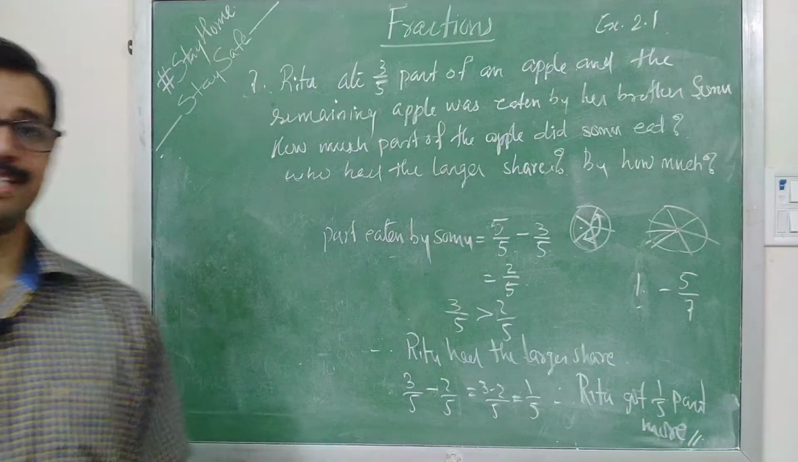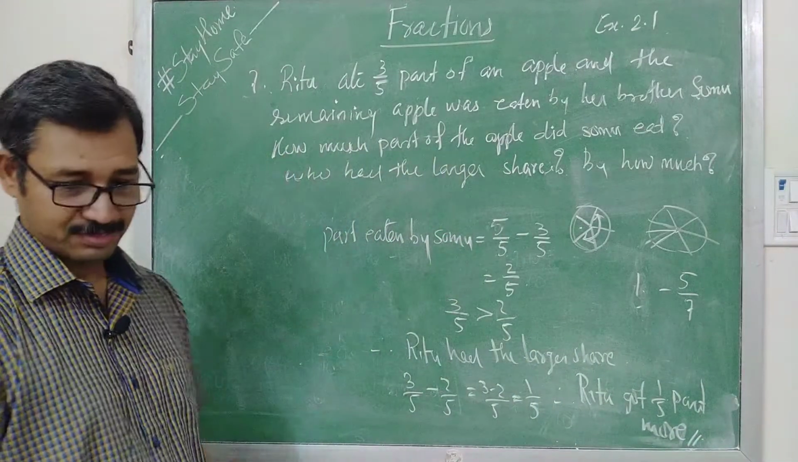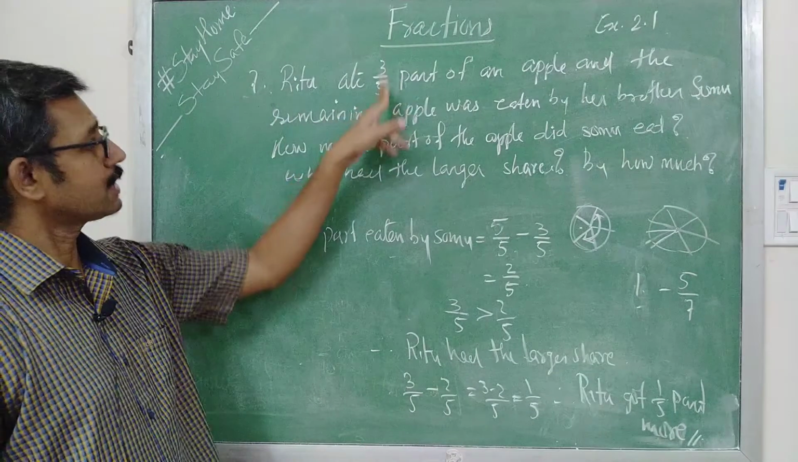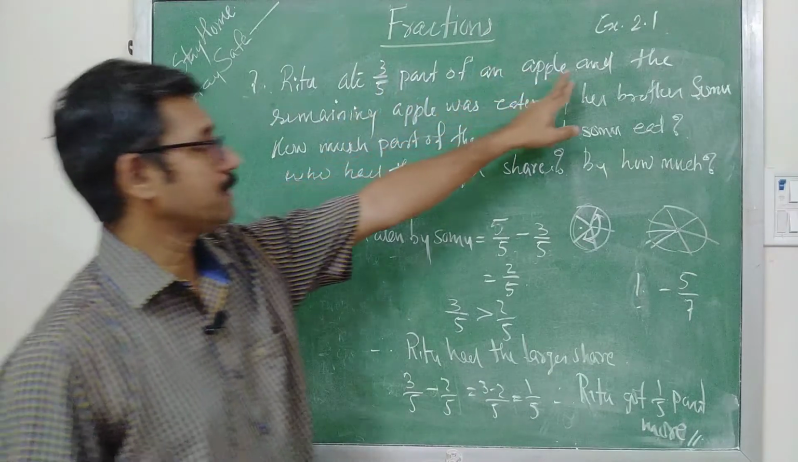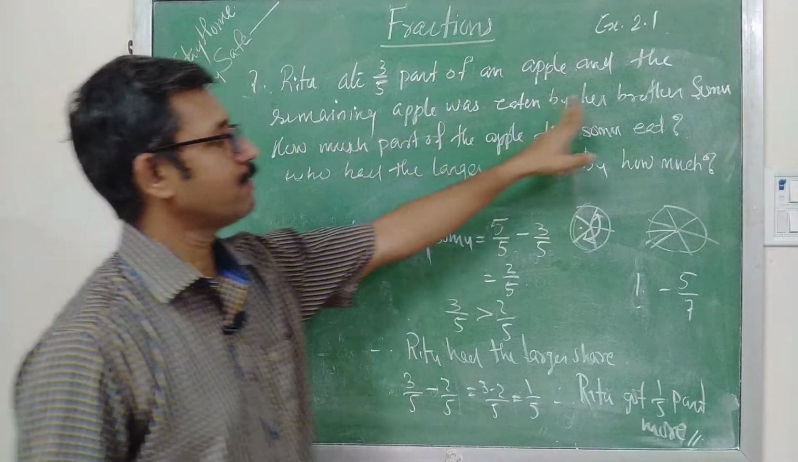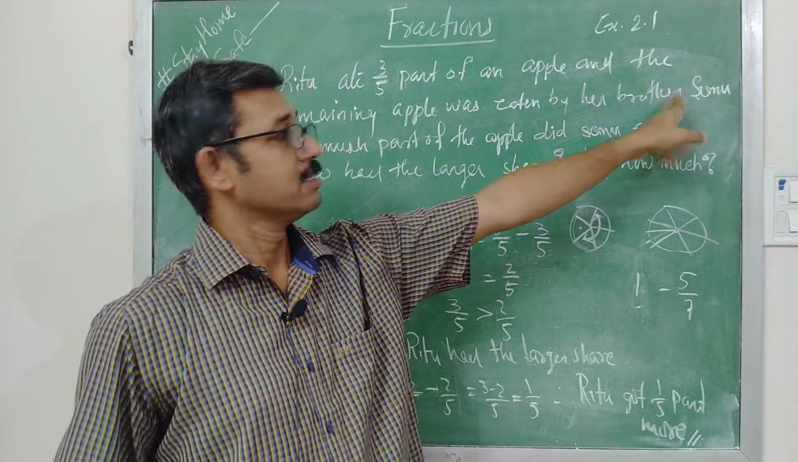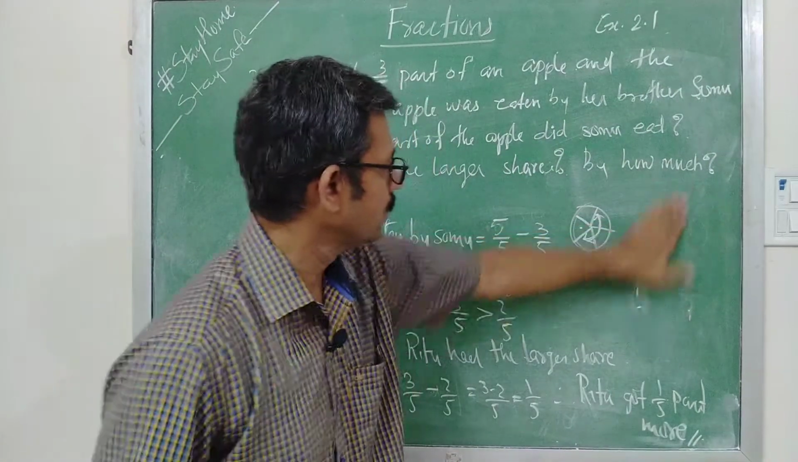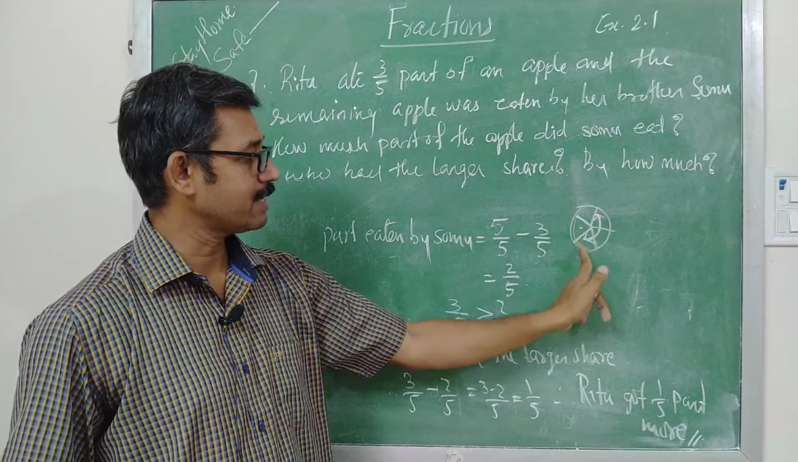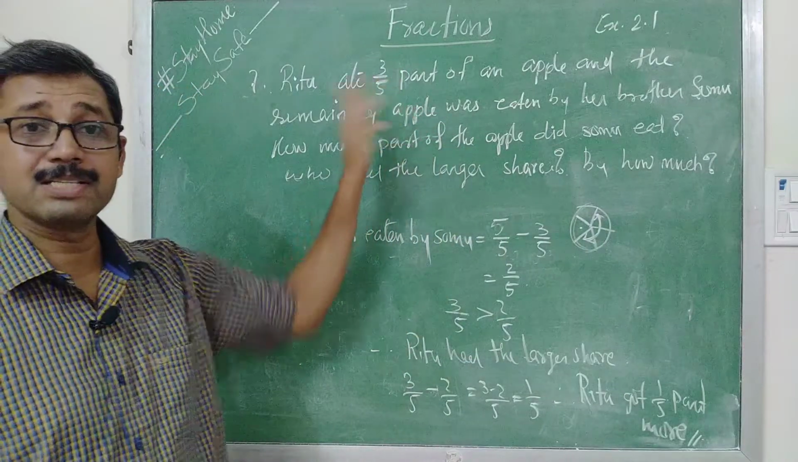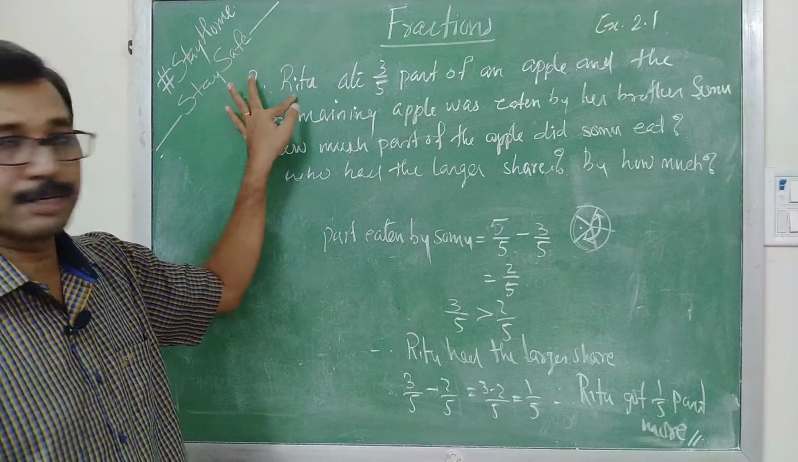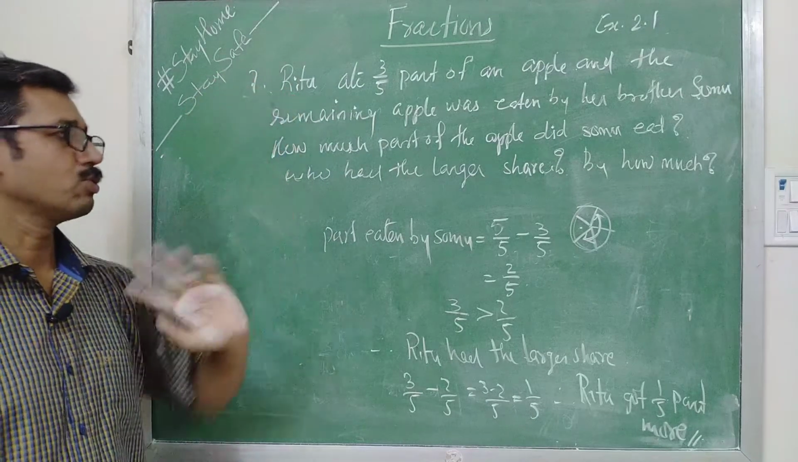Understand? Like this it is. So understanding the question is very important. Ritu ate 3 upon 5 part of an apple, and the remaining part is eaten by Somu. So here this is very important. Now come to here. One apple was there. 3 upon 5 part means it is equally divided into 5 parts. Among that, 3 parts are eaten by Ritu. Now how many parts are there?